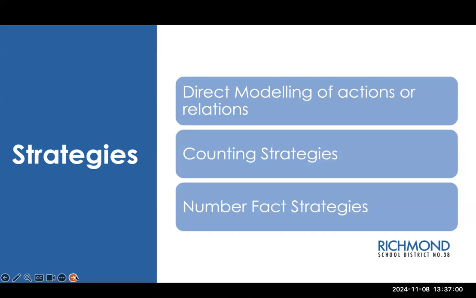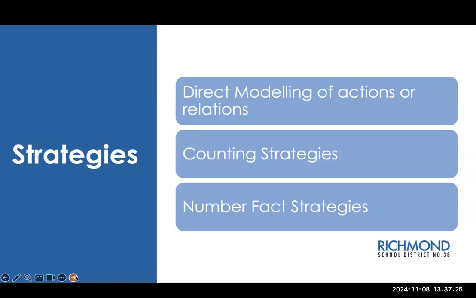So the first stage is direct modeling of actions or relations. That can be with materials, it can be with pictures or diagrams, and it can also be with your fingers. And it's the direct modeling of the process that is happening. Counting strategies are when we use counting all or counting on or skip counting strategies in the case of multiplication and division to think about the particular context or problem.